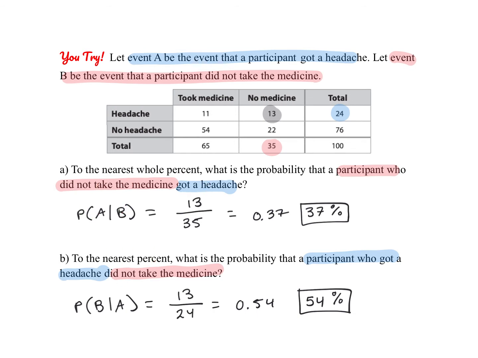For the second one, the wording is flipped. So this one, the condition is that the participant had a headache. So what's the probability that of those people they did not take the medicine? So this is the probability of event B given A. And then you can see I found the numbers from the two-way table, and then I converted it to decimals. Oh, and then percentages.